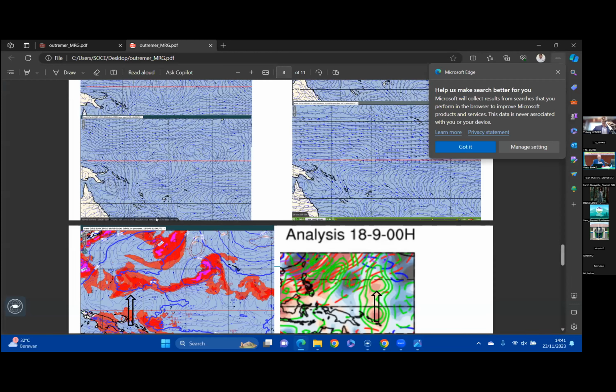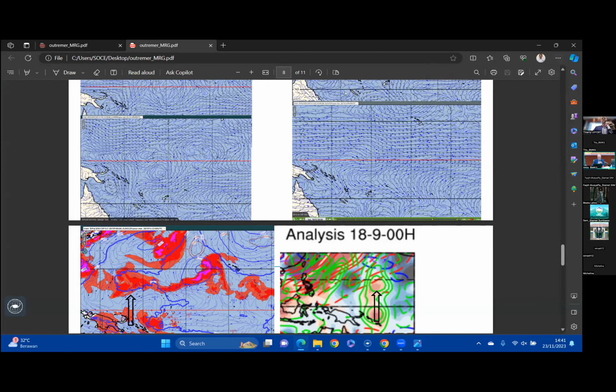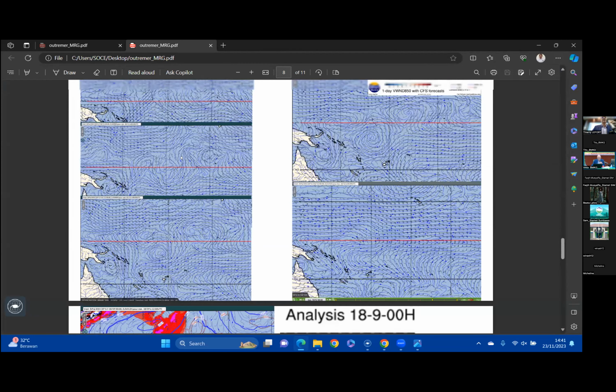Okay. Now I want to show some archives again, which are the traditional chart for the forecasters.